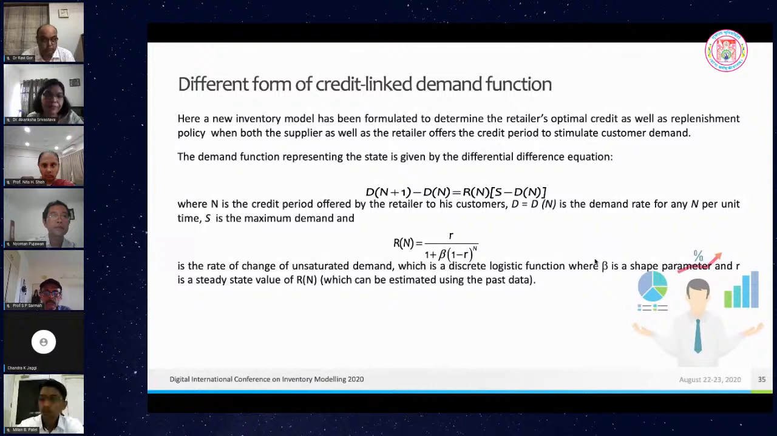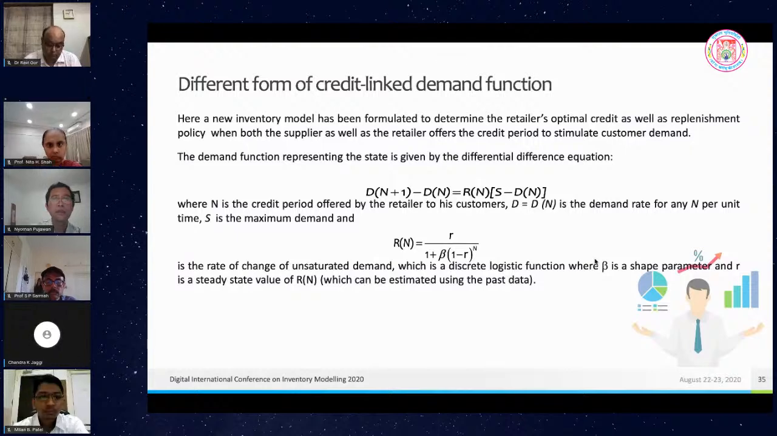Here we look into the same function, but there we have Rn as a constant. Here we are taking Rn as a variable, which means it is depending upon this. That means this is a discrete logistic function, where beta is a shape parameter and R is a steady state, and Rn can be estimated using your past data. Then we try to look into how our demand is going to behave.